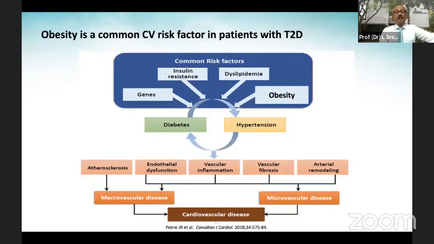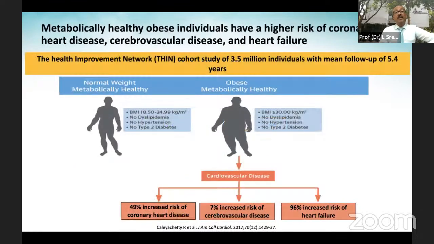Obesity, again, is an emerging field where it has been a common CV risk factor in patients with diabetes. We know there are multiple basic pathophysiological defects which happen with obesity, like atherosclerosis, endothelial dysfunction, inflammation, fibrosis, arterial remodeling. All these eventually lead to these complications. Metabolically healthy obese individuals have a higher risk of coronary artery disease, CV disease, and heart failure. This is evidenced by this THIN cohort study of 3.5 million individuals with mean follow-up of about 5 years.